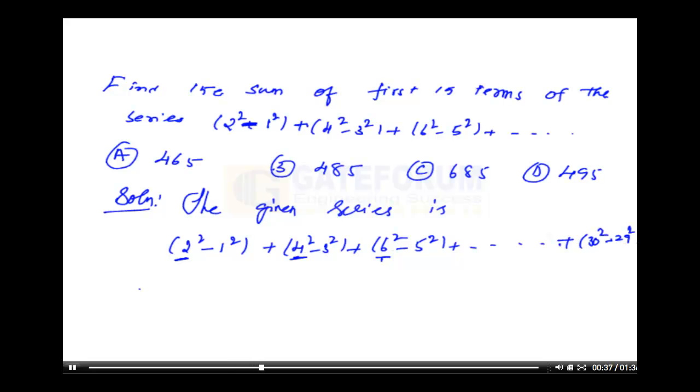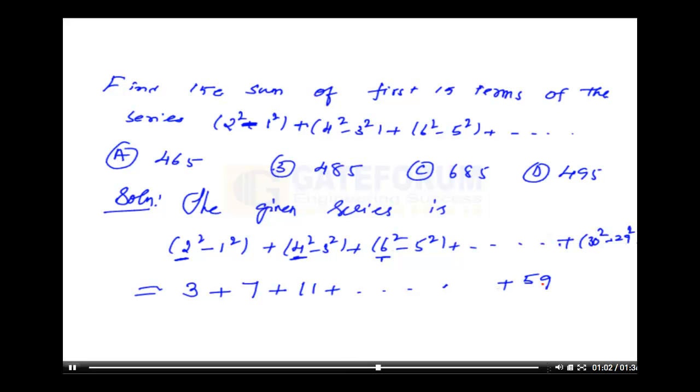Now, 2² − 1² is nothing but 3. 4² − 3², 16 − 9, that is 7. Next, 6² − 5², 36 − 25, which is 11, and so on, up to the last term, 30² − 29². It is nothing but (30 + 29) into (30 − 29), which is 59.